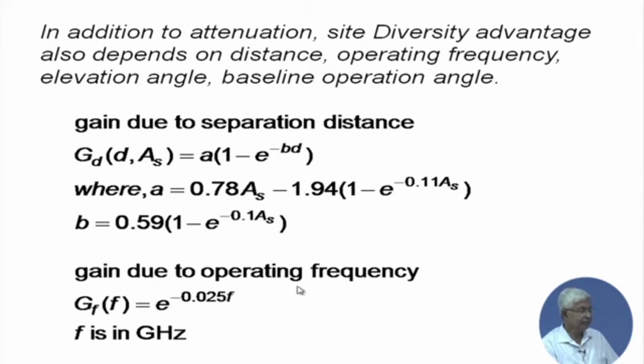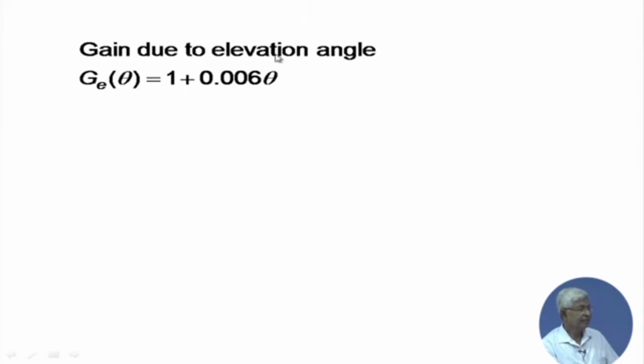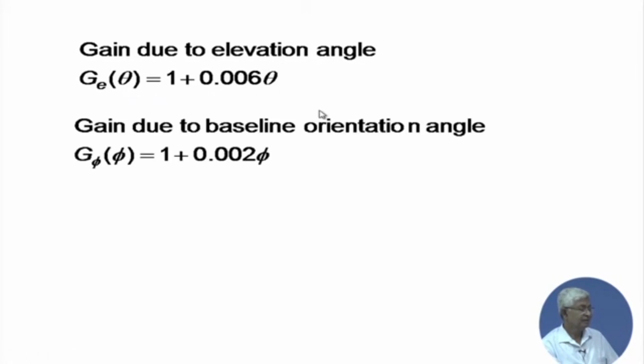And the gain due to operating frequency, GF, is e to the power minus 0.025 f, where f is in gigahertz. Then the gain due to elevation angle, GE, a function of theta, is 1 plus 0.006 theta. Then the gain due to the baseline orientation angle towards the satellite, because two sites are used, G phi, where phi is the baseline orientation angle with respect to the satellite, is 1 plus 0.002 phi.